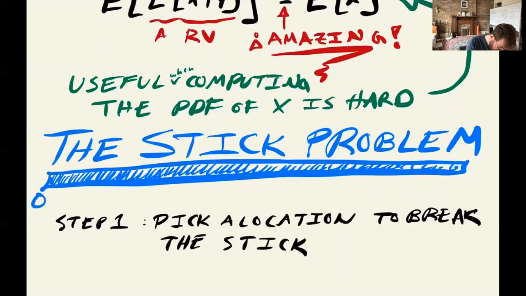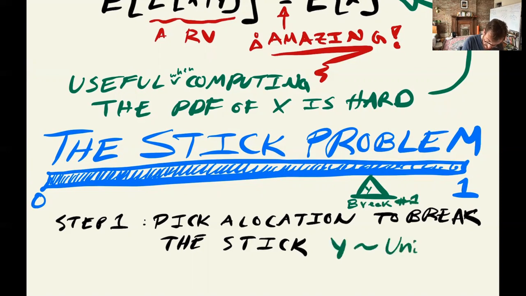So in the setting where, let's say this endpoint I'm calling 0, and I'm calling this endpoint here 1, just think of this as a unit length stick, then this first step involves me picking a place to break. Let's denote this by Y. So this is break number 1. So this is Y, and it's uniformly distributed on the interval from 0 to 1. Again, we can think of the uniform 0, 1 by looking at open endpoints rather than closed. It doesn't actually really matter here.